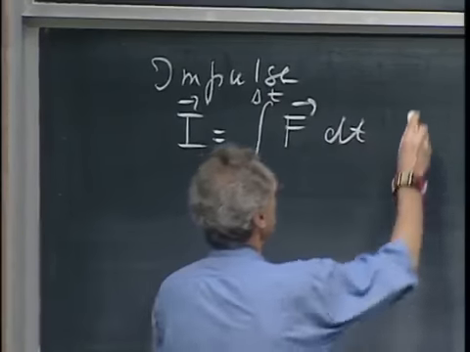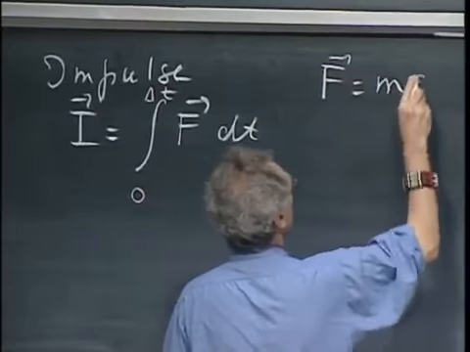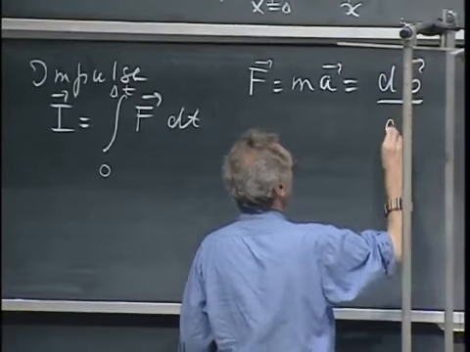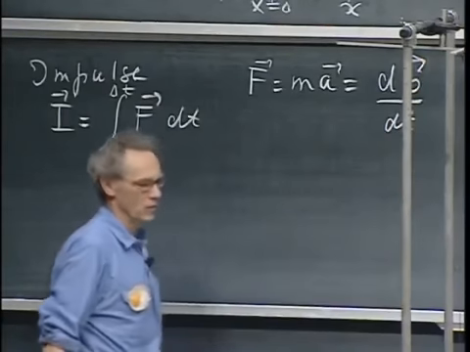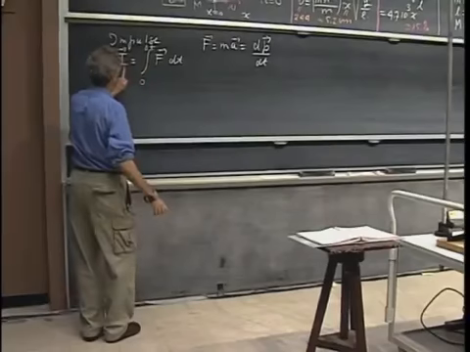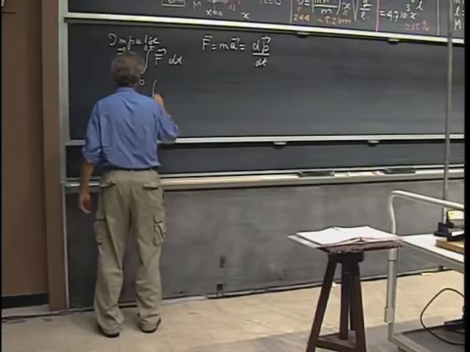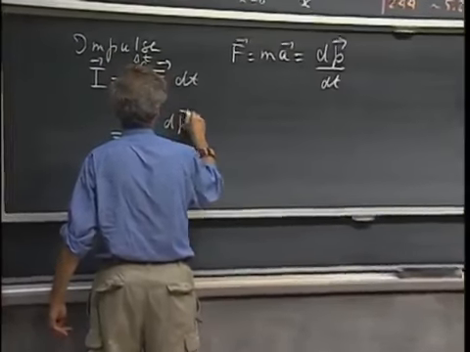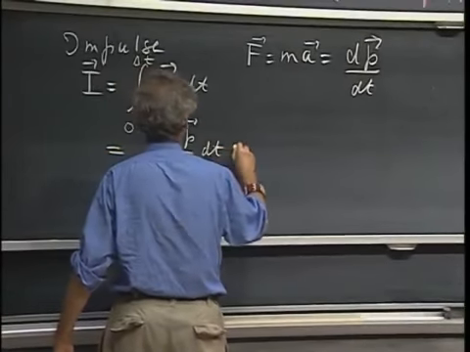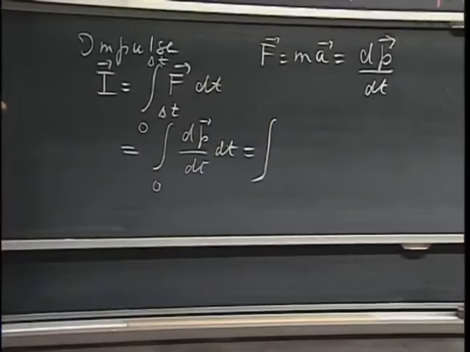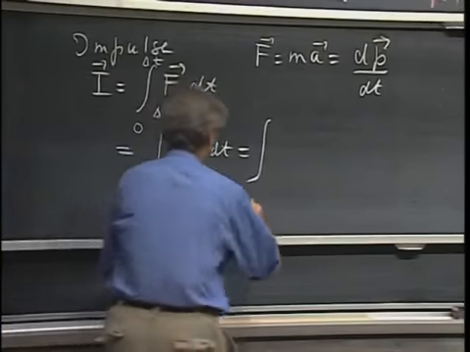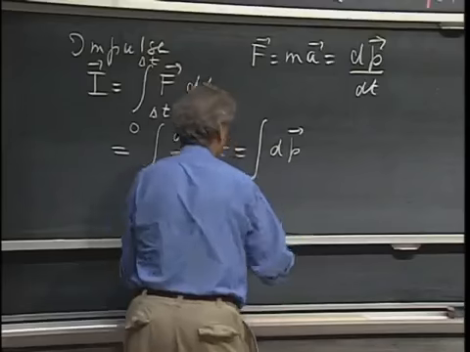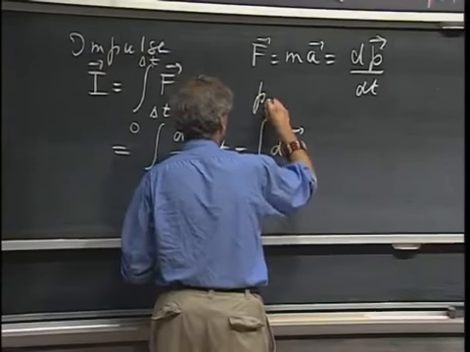Now F equals ma, which is also dp/dt. We have seen this now several times. The rate of change of momentum, and so I can substitute that in here, and so I find the integral from 0 to delta t of dp/dt dt, and that makes me move to the domain of momenta, so I have now simply the integral over dp from some initial momentum p_i to some final momentum p_f.